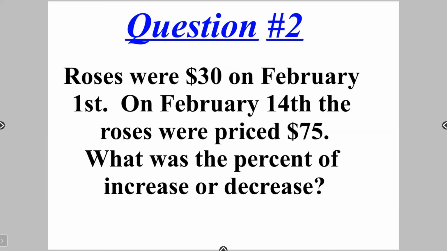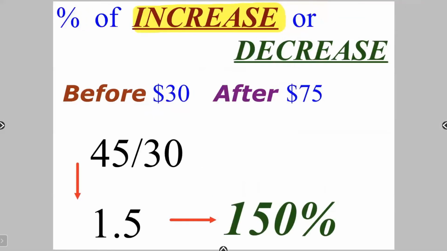So this is an example where now you've got a before number, which was 30, and an after number, which is 75. So this isn't a decrease. This is clearly an increase. So now you go through and you use the same exact method. You take the difference between the two. 75 minus 30 gives us 45, so that becomes the top number of your fraction. The bottom of your fraction is always the before number.